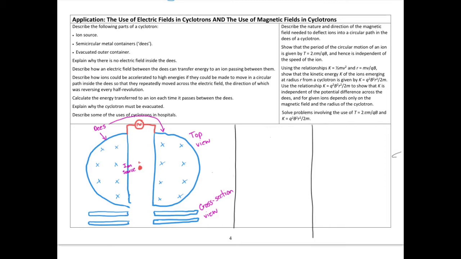So, I might just cover a few of these little dot points, not all of them, but a couple of these dot points before we start. Explain why there is no electric field inside the Ds. Well, the reason there's no electric field inside the Ds is because they are a hollow conductor. So you don't get an electric field inside a hollow conductor. So we only have an electric field in the space in between the Ds.